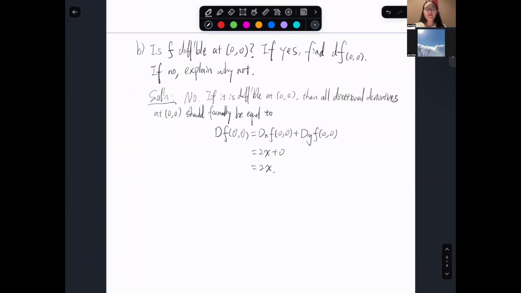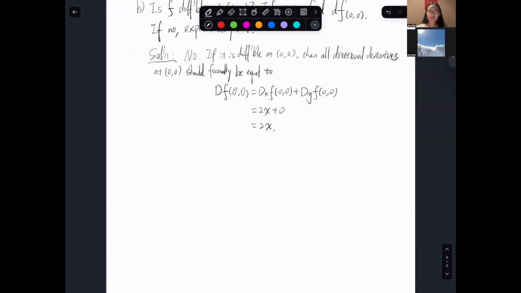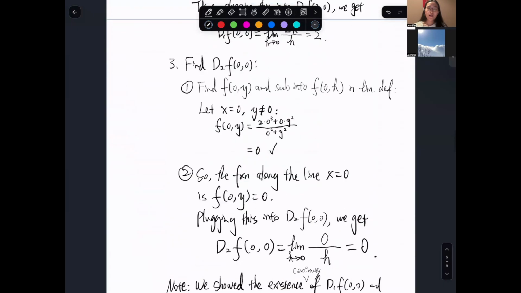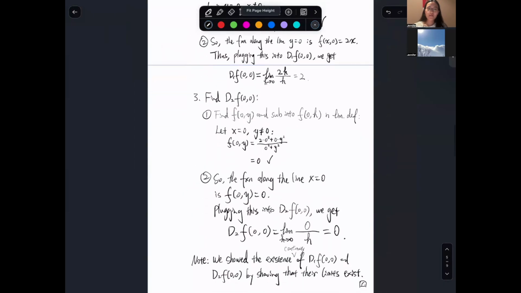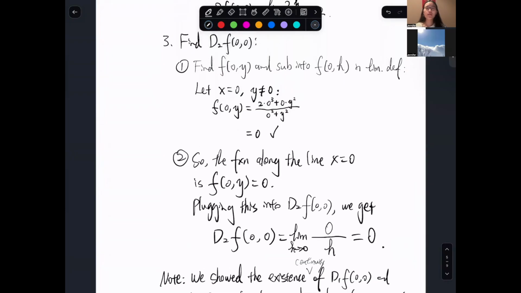It is not differentiable. Why? Well, if it is differentiable at (0, 0), then our directional derivatives at that point should formally be equal to the derivative at that point, which is df of (0, 0) equal to 2x. We got those values because we already found dx and dy from part A of this question. So dx is basically d1 and dy is basically d2.